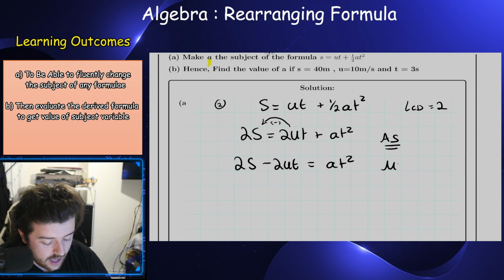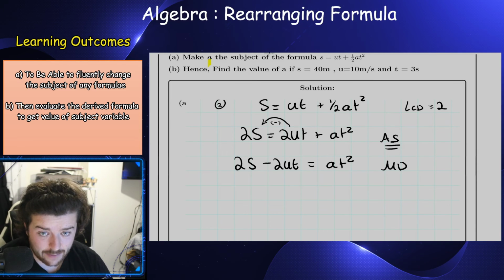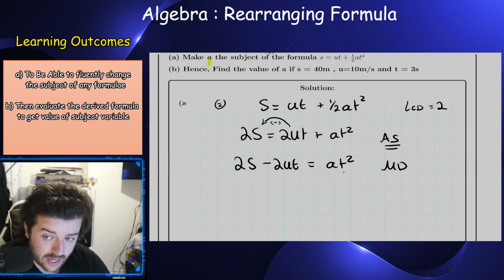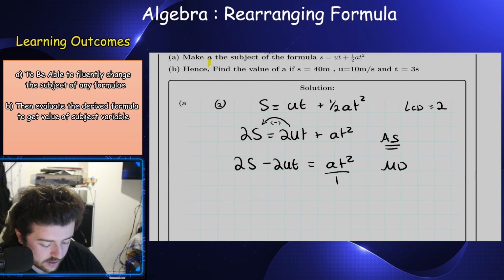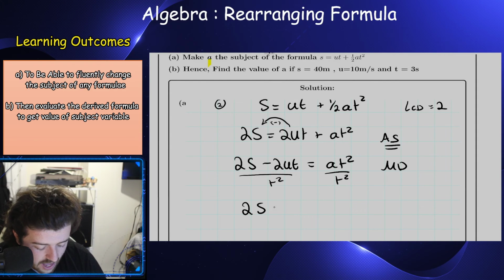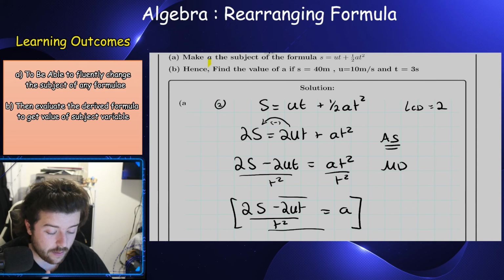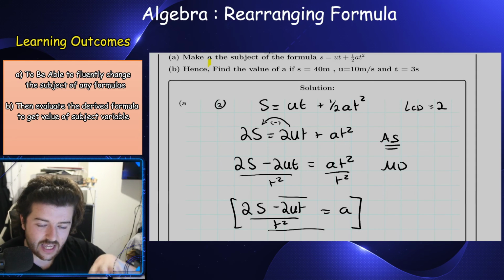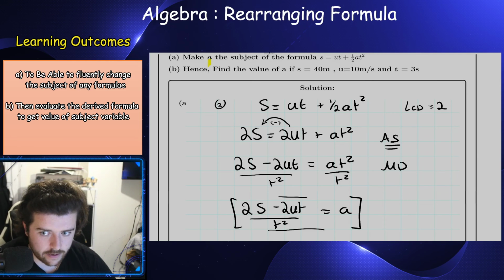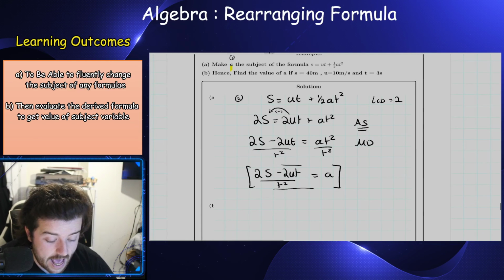Now, am I multiplying or dividing a by anything? Yes, I am. I'm multiplying a by t squared. So I need to divide both sides by t squared. So I'm going to have 2s minus 2ut all over t squared is equal to a. And therefore, I have made a the subject. Now, also remember, this could be flipped around. I could say a equals 2s minus 2ut all over t squared. It doesn't matter that I have the equals a on the right hand side, because some people are going to ask that.